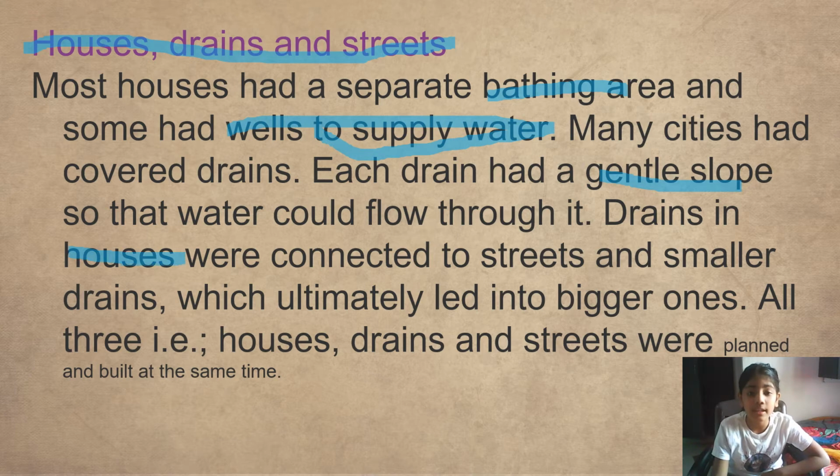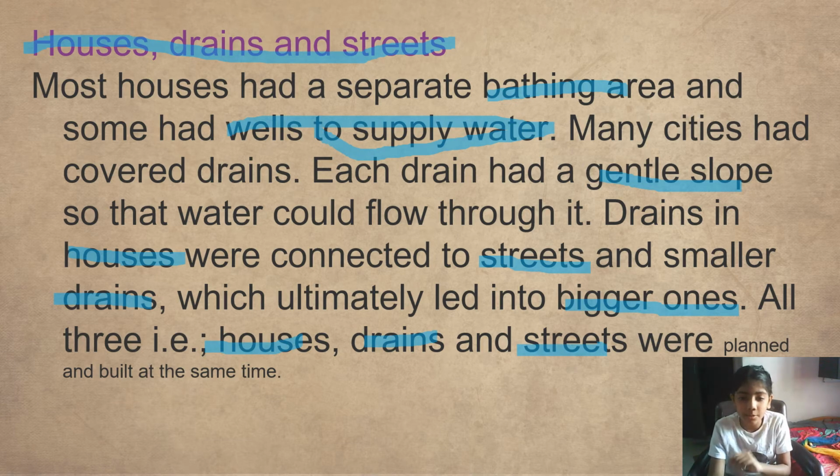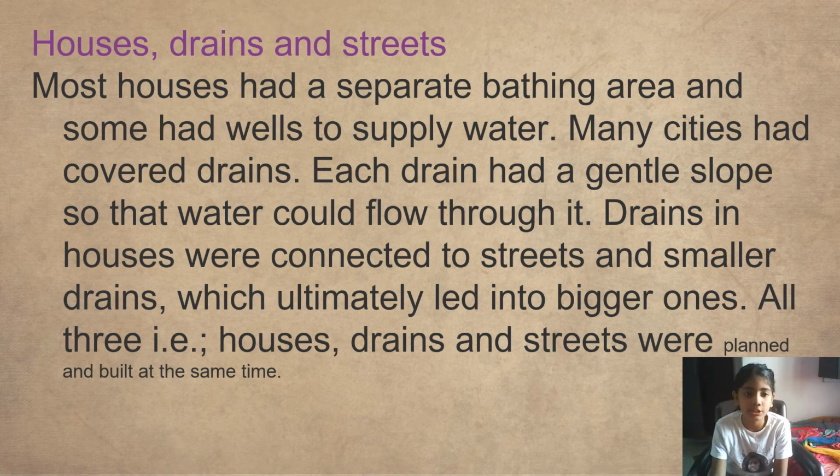Drains in houses were connected to streets and smaller drains, which ultimately led into bigger ones. Houses, drains and streets were planned and built at the same time. So the main things here are the bathing area, wells to supply water, gentle slope, and houses connected to streets and smaller drains leading into bigger ones. Houses, drains and streets were planned and built at the same time. Let's erase everything. We have finished houses and drains.